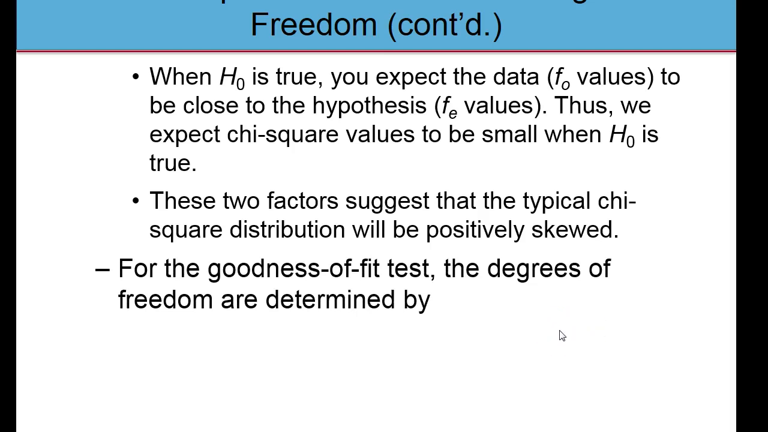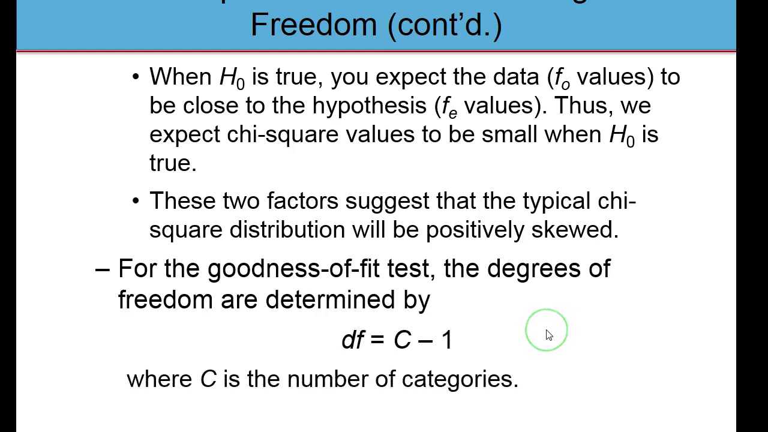For the goodness of fit test, the degrees of freedom are determined by the following: C minus 1, and C is the number of categories. Another way to think of this, and probably the more appropriate way to think about this, is how many levels are associated with your independent variable.